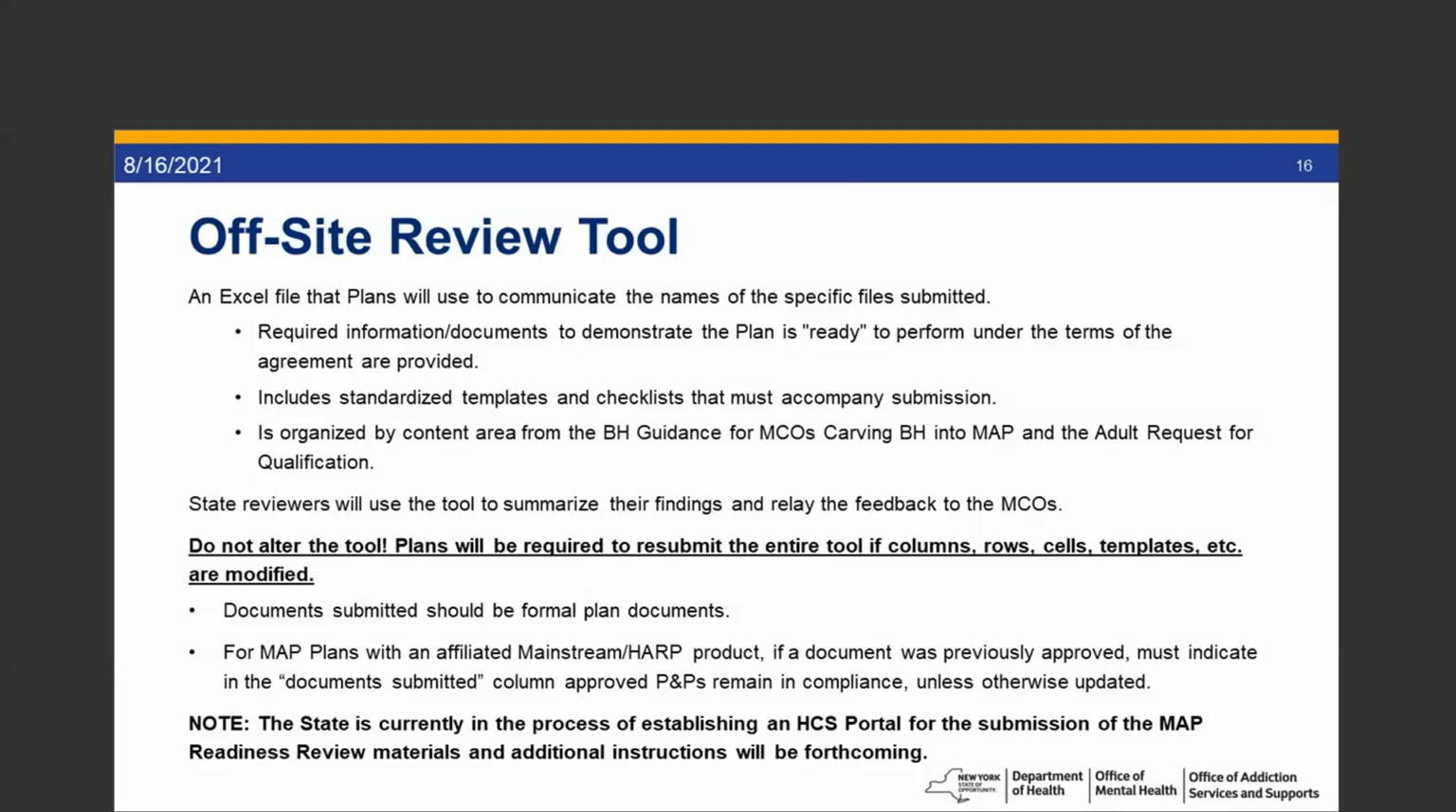For MAP plans with the affiliated mainstream or HARP or HIV SNP, as we've mentioned earlier, we know you've gone through parts of this process for the behavioral health requirements. So some of the components within the desk review tool are pieces that you may have already addressed with us through previous reviews. And if that's the case, we do ask that you just note in the document submitted column that the previously approved P&P continues to remain in compliance. Unless you have updated the P&P, then you do need to submit it to our review. So we just make sure that it continues to meet our expectations.